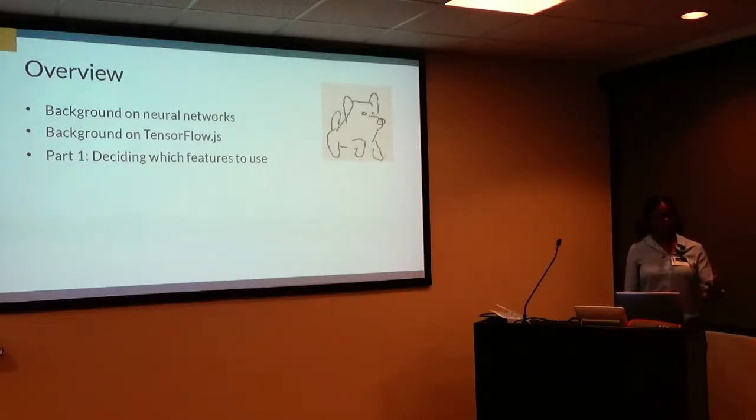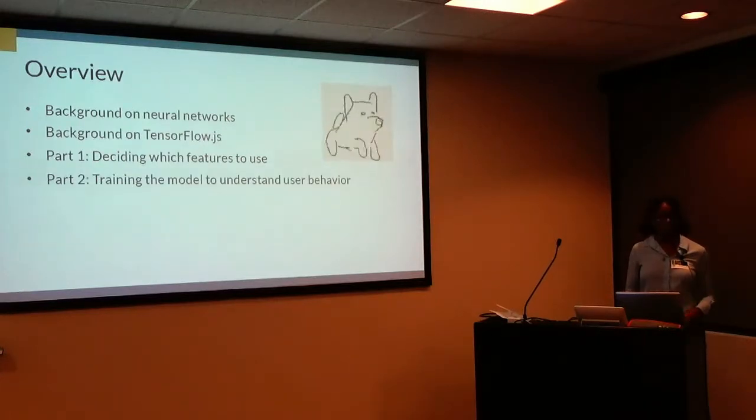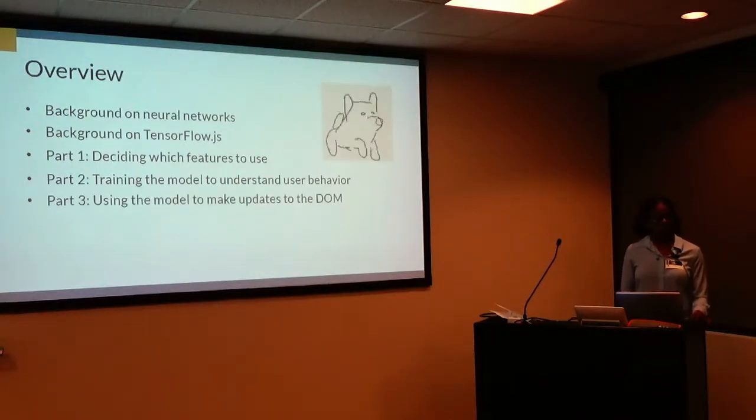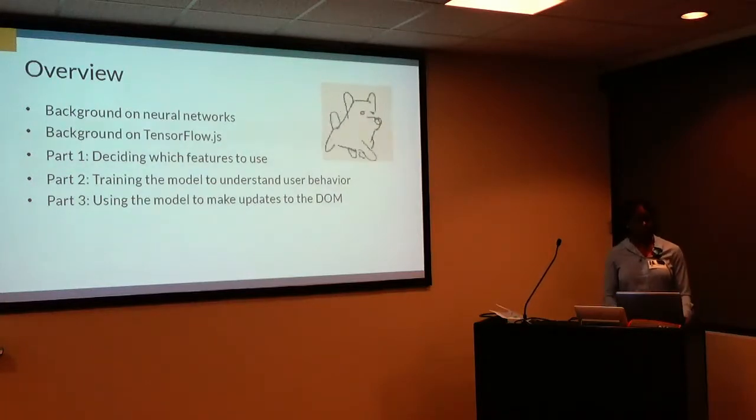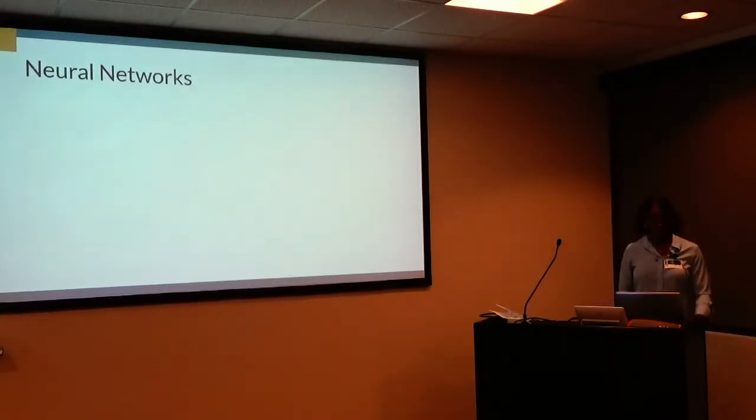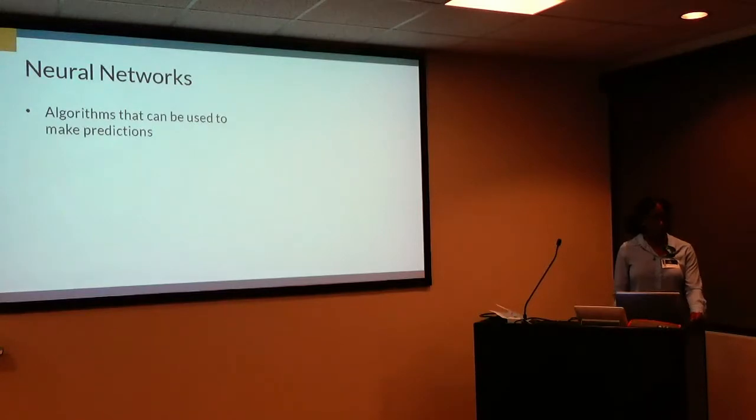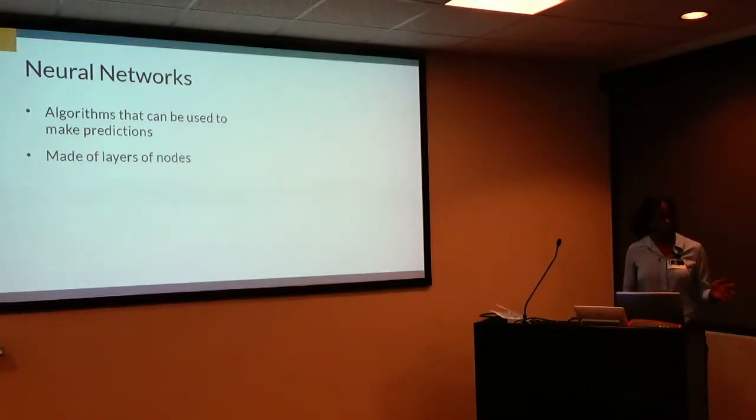And we'll talk about how to decide what features to use, how you can train your model to understand real-time user behavior, and how you can use the predictions that your model makes to update the DOM. So, to give you a little background on neural networks, they're basically just algorithms that can be used to make predictions. So, you have an equation, you give it some inputs, it gives you some outputs. That is a neural network in a nutshell.